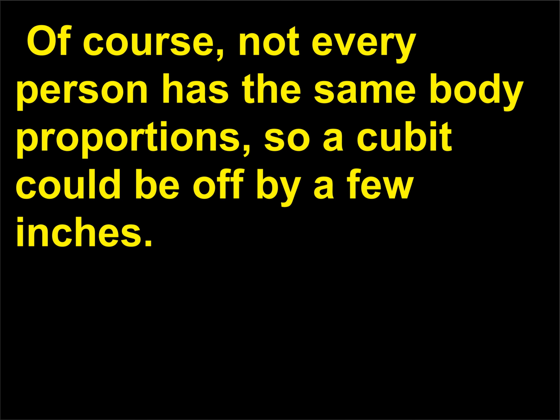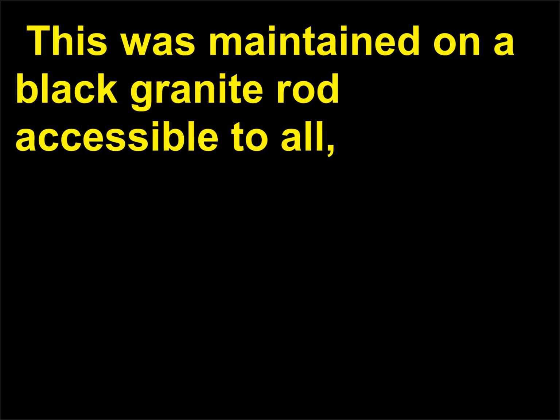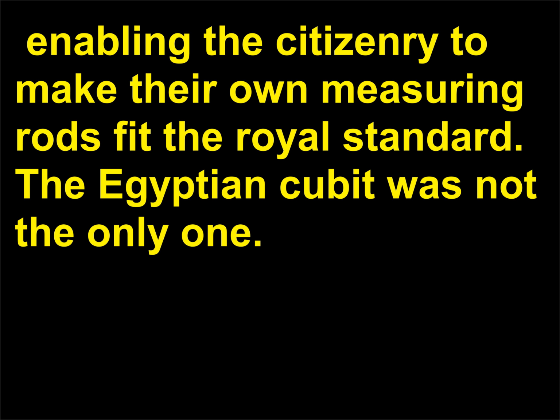Of course, not every person has the same body proportions, so a cubit could be off by a few inches. This was something the more precision-oriented Egyptians fixed by developing a standard royal cubit. This was maintained on a black granite rod accessible to all, enabling the citizenry to make their own measuring rods fit the royal standard.